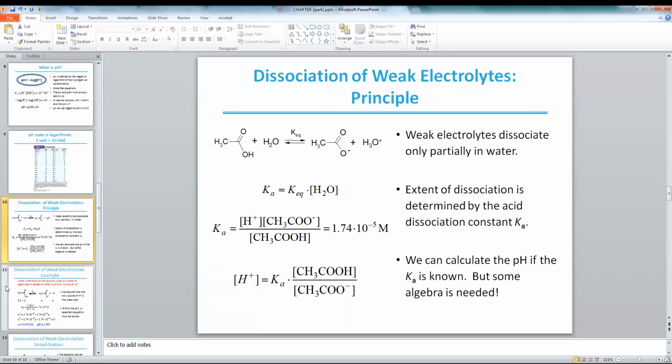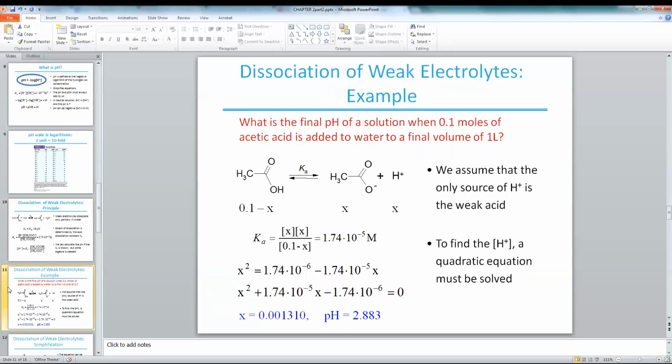Now, if you're thinking about that from an example standpoint, let's look at the following. What is the final pH of a solution when 0.1 moles of acetic acid is added to water to a final volume of 1 liter? And so you can do the equivalent of an ICE table, which you've probably done in general chemistry, but you also can just simply think of it in terms of concentrations. You have your K equilibrium expression, and you know what your change is, which we represent by the variable x. And so then you can go through and you can actually solve using a quadratic expression. That gets tedious and it can be a bit of a headache.